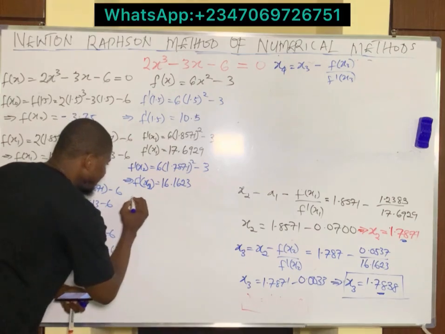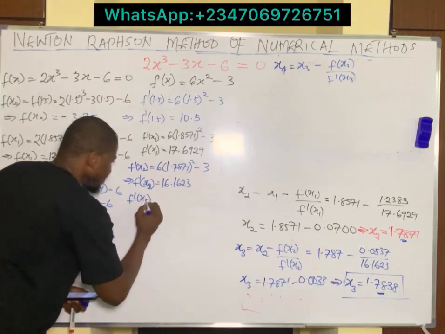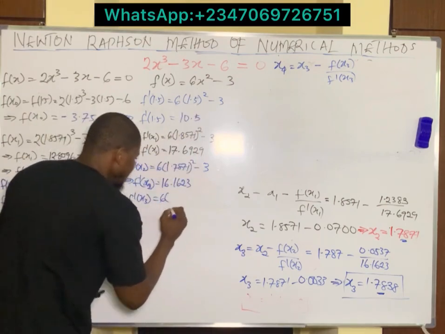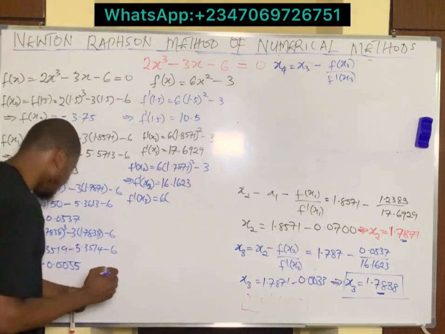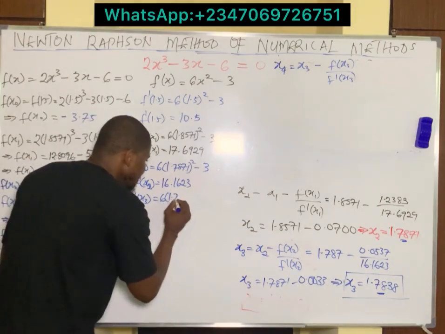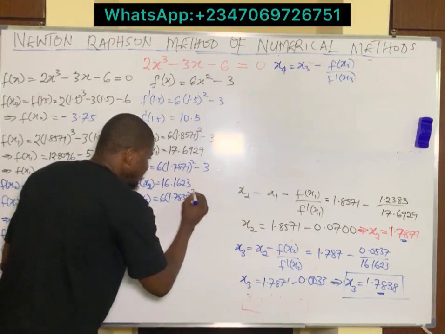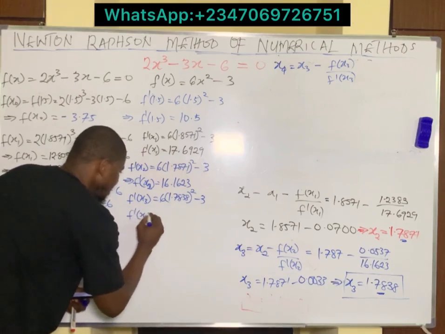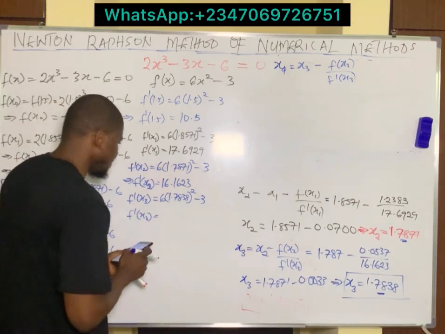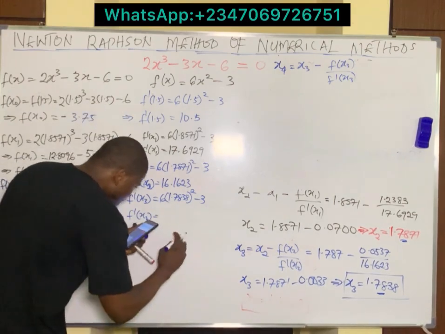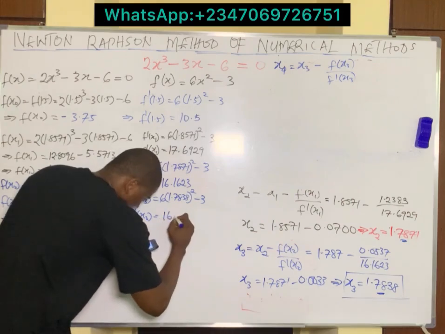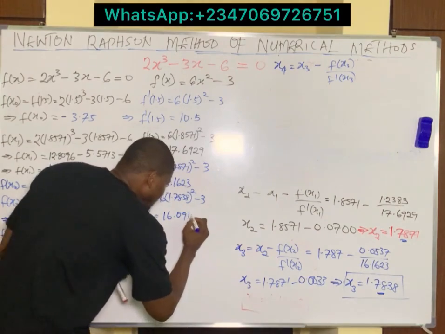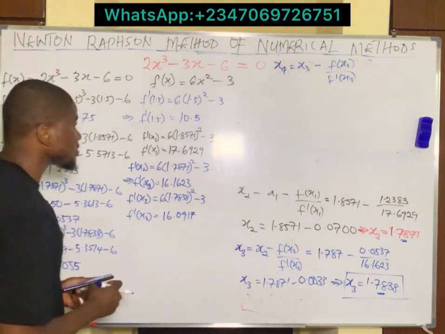Let's also find the value of the derivative at that point. So we find f prime of x3. Our f prime gives us 6x squared minus 3. That becomes 6 times 1.7838 to the power of 2 minus 3. Let's evaluate everything together to obtain f prime of x3. This gives us approximately 16.0917. So let's plug these values into the formula.